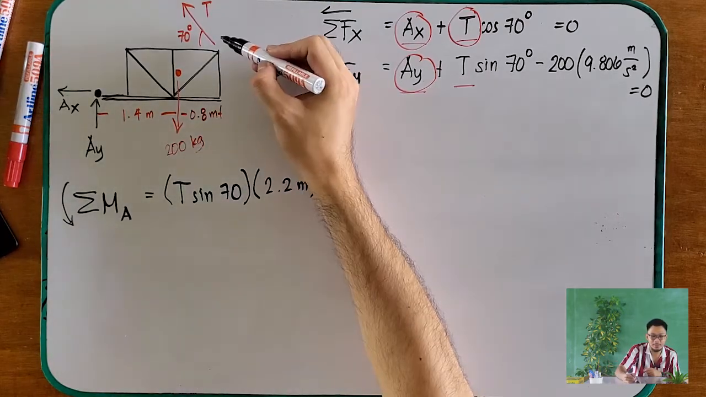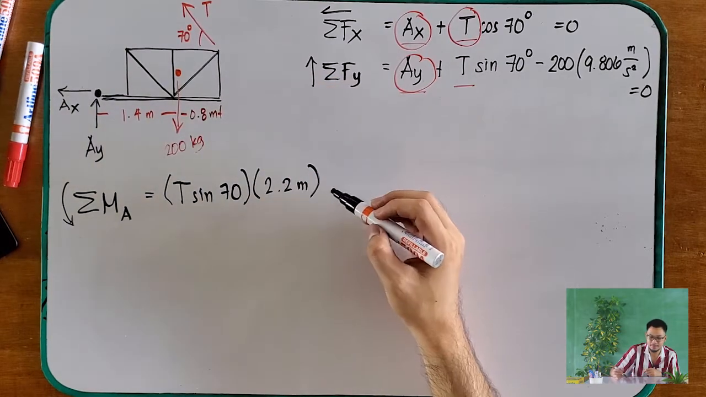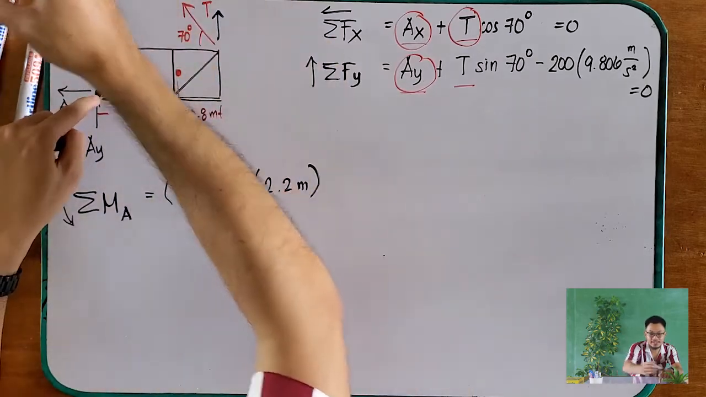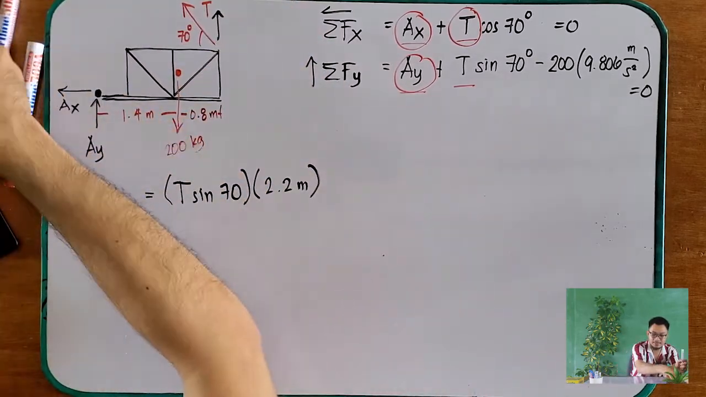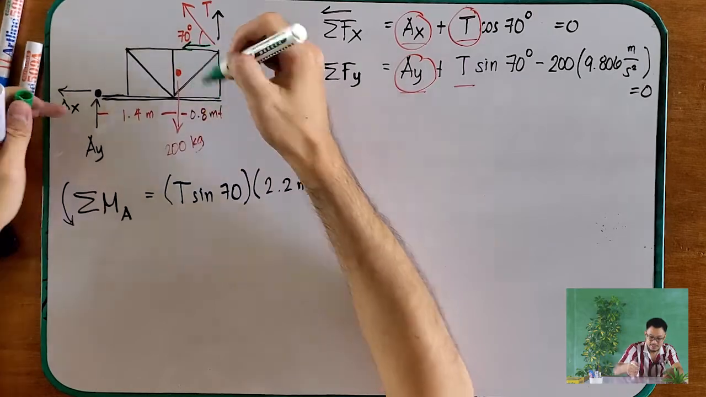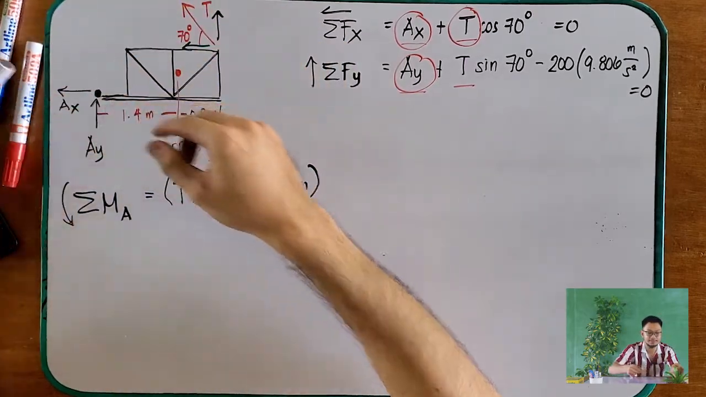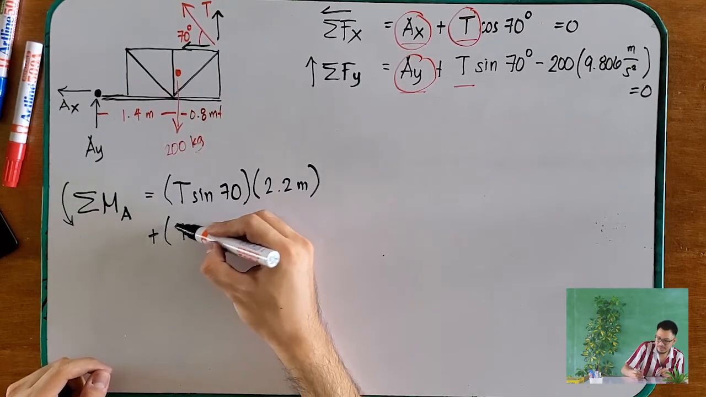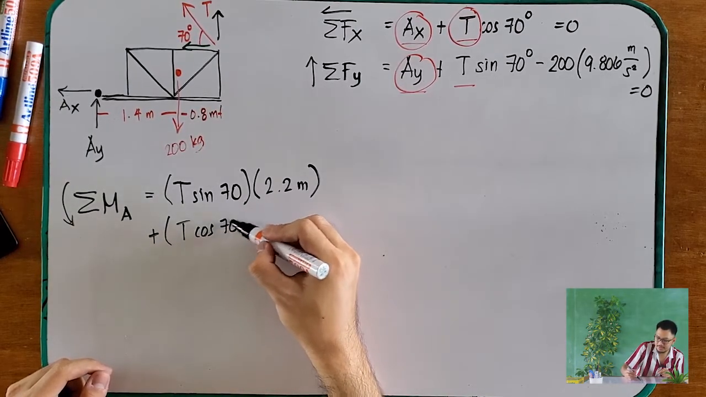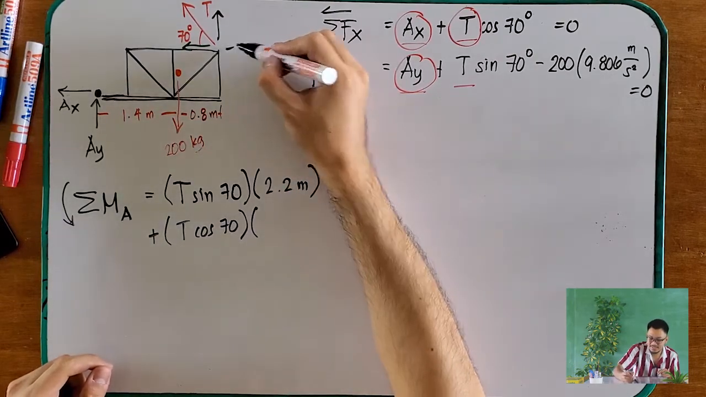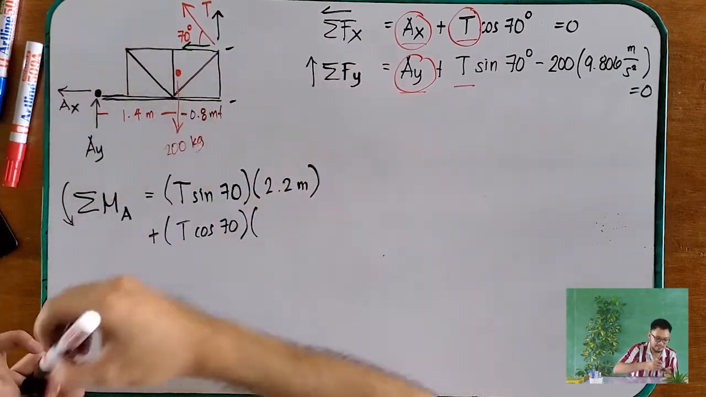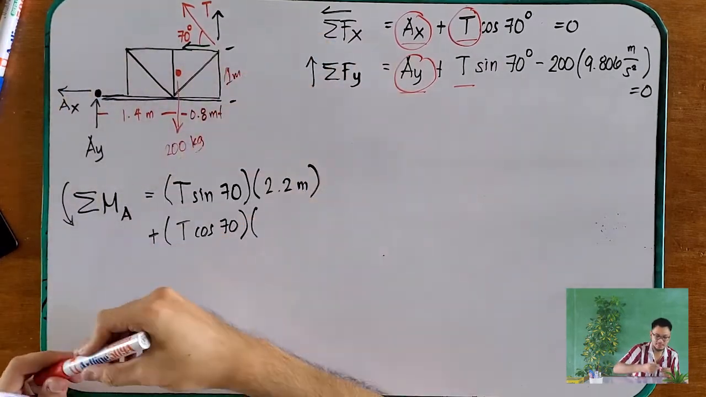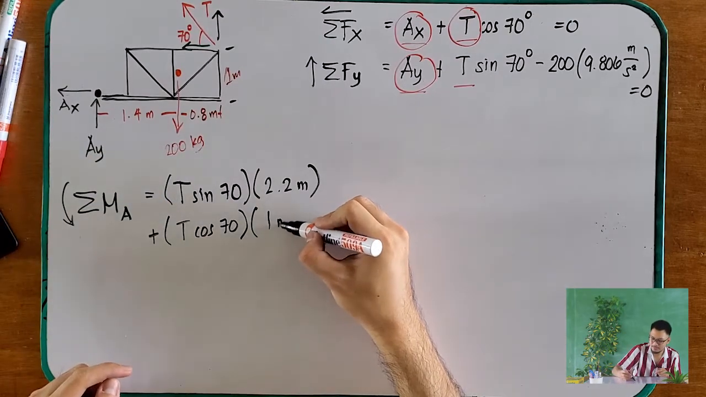Okay? The y component is removed here. Ah, the x component. This one is plus, right? It will create a counterclockwise direction. This is plus since it also creates a counterclockwise direction. Okay, so plus T cosine 70 times the perpendicular distance from here to here, which is given as 1 meter. So therefore, this is 1 meter.